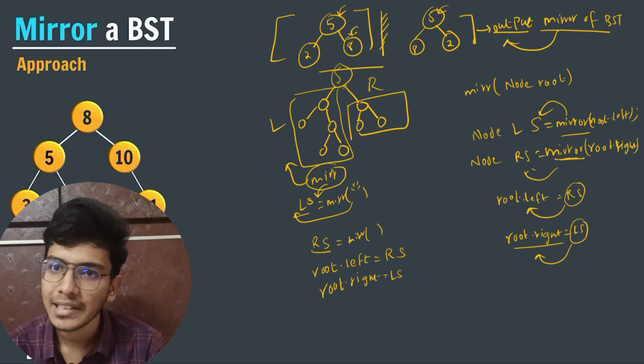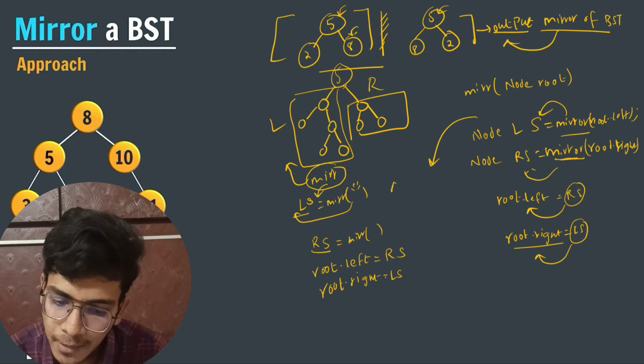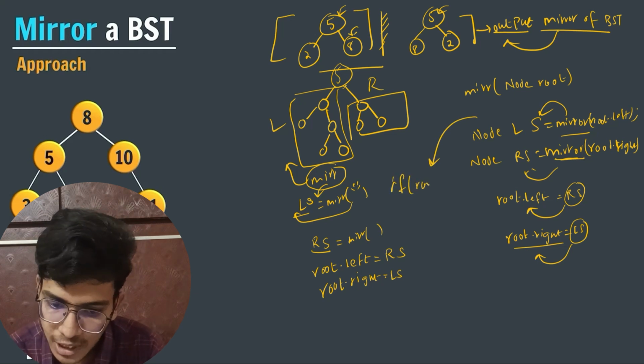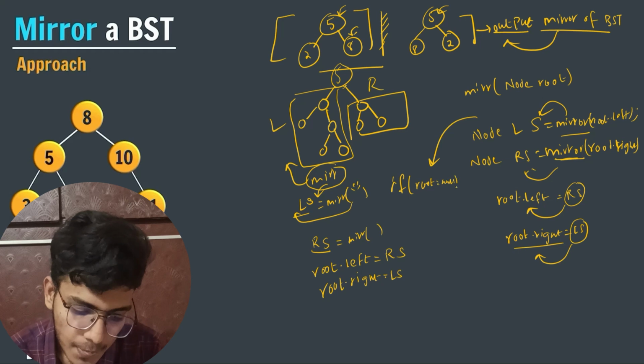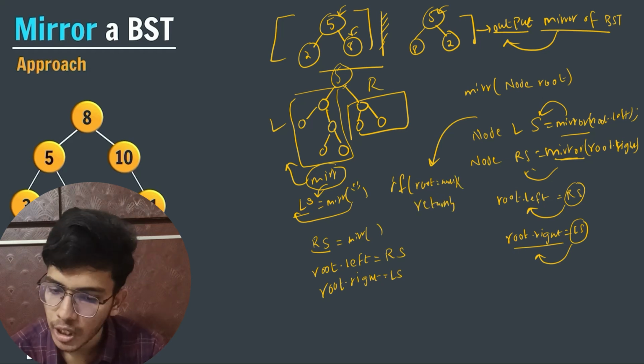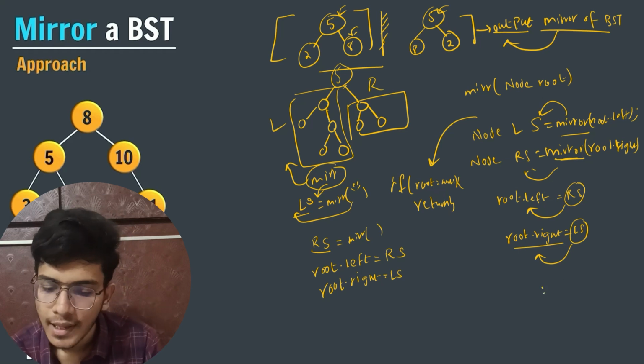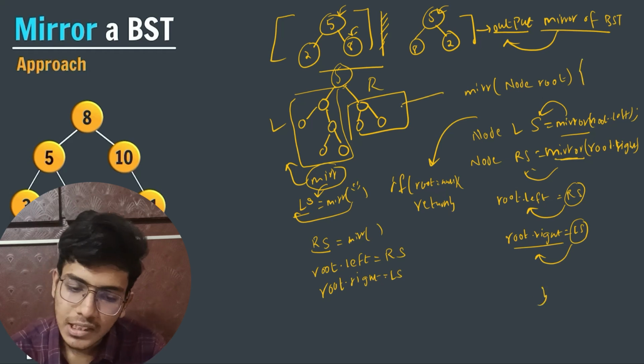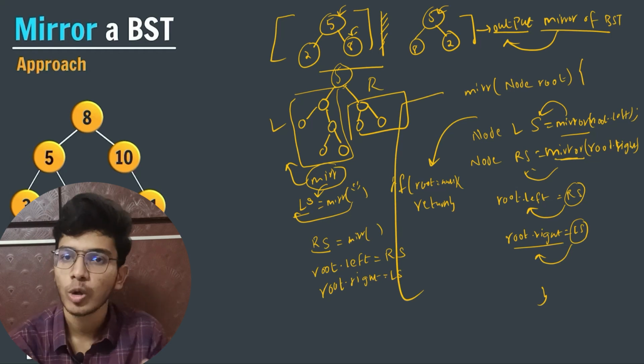And what will be the base case? The base case is that if I reach a null case, if my root is null, then I will return from my program, coming out of my recursive function call. This is what I am doing, and this is the overall pseudo code. Now let us code this thing.